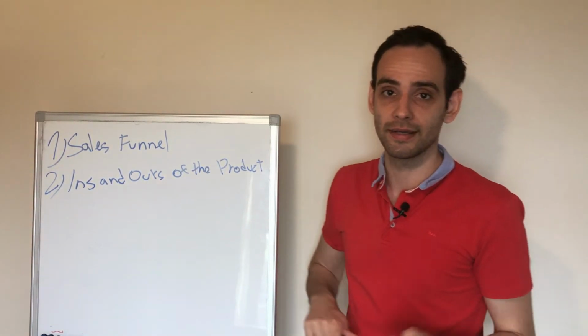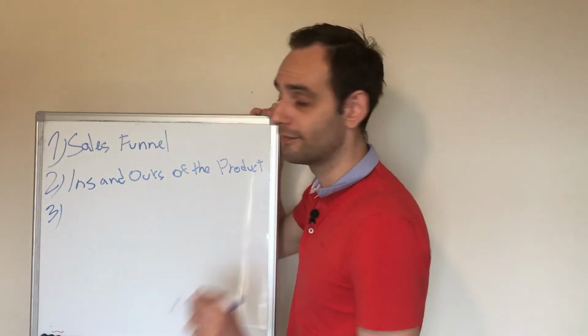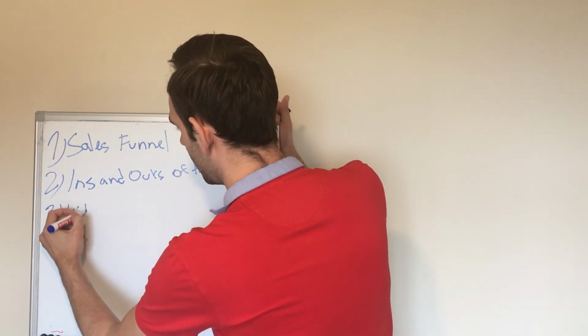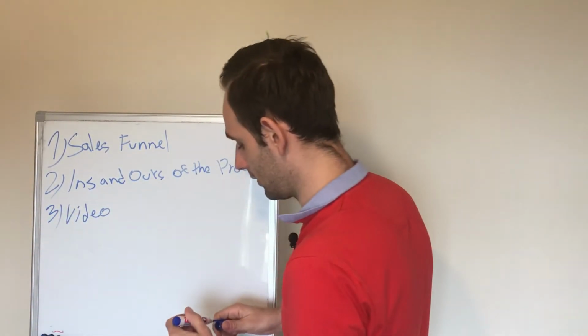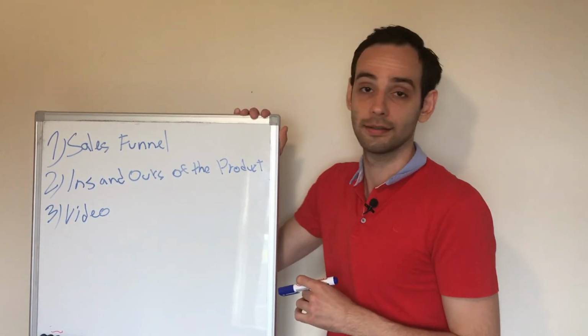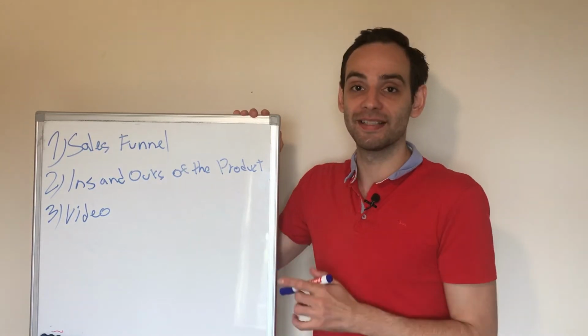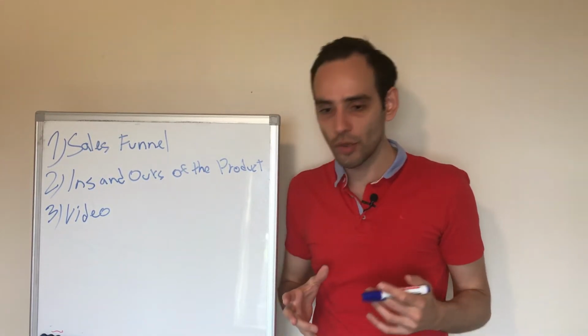What is number 3? Number 3 practice is using video. Video marketing. By the way, just excuse my handwriting, I know it's not the best one. Anyway, the number 3 practice is video. What do I mean by video?